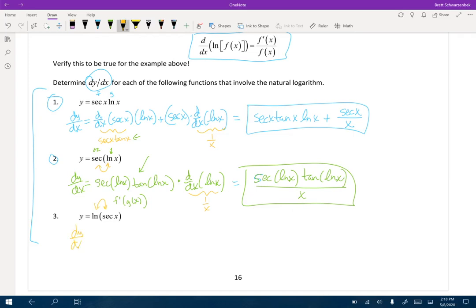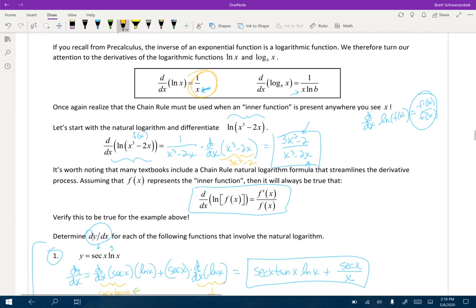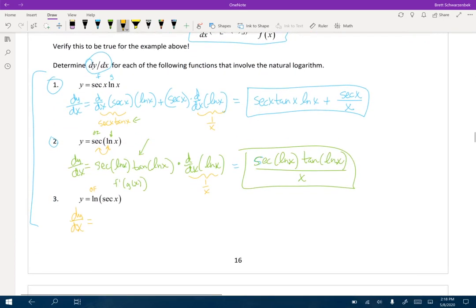Again, though, it is not multiplication. It is composition. So what do we need to do? Well, we have to take now the derivative of the outer function. The derivative of the outer function of natural log, again, is 1 over a placeholder for the inner function. So 1 over inner function secant, that comes along for the ride, times the derivative of secant, which is our inner function. So what do we do? We take this derivative, which we have found several times above, and we get that.